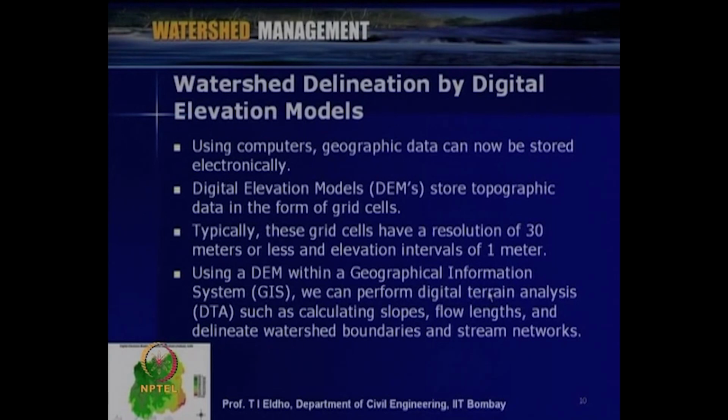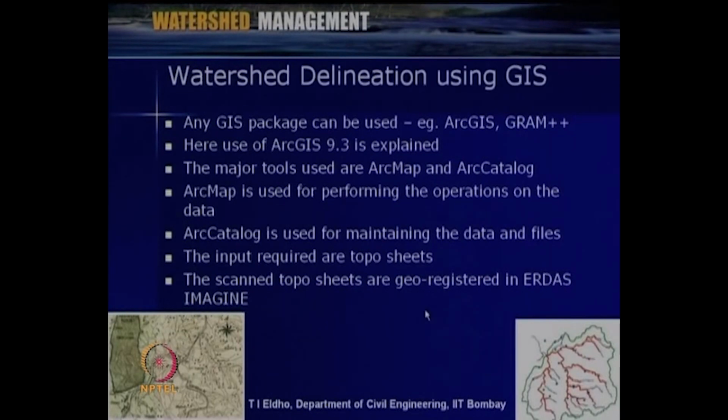So, if we have access to GIS software and we have better contour intervals, then we can first easily generate a digital elevation model, and then we can do various digital terrain analyses. For example, this figure shows a digital elevation model for a sample watershed. It gives the variation of the elevation for the considered watershed.